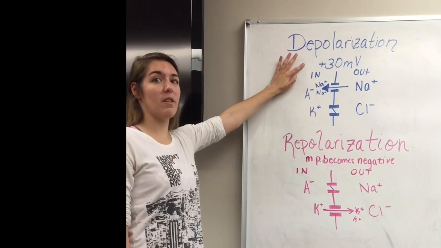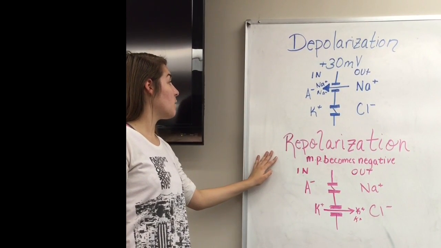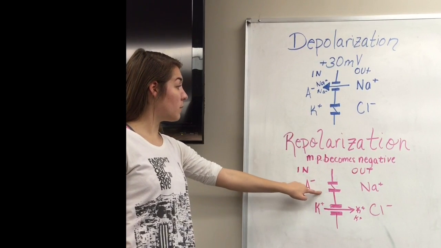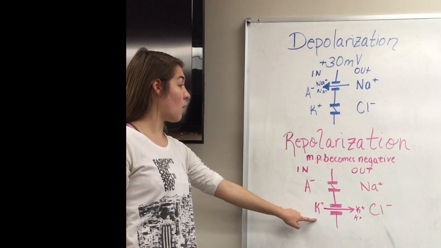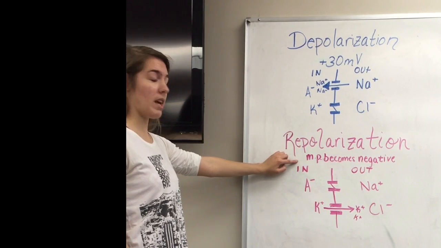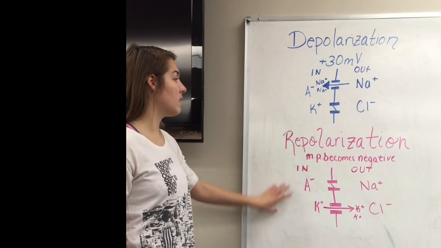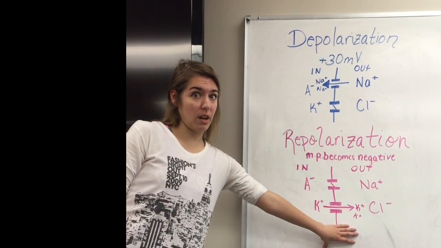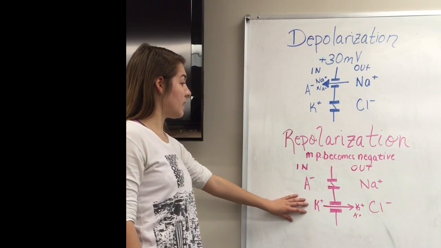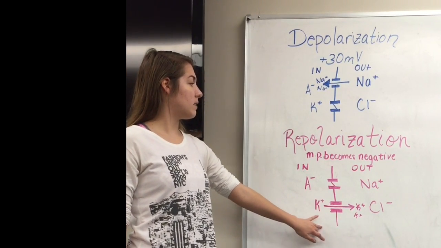Once the maximum of 30 millivolts has been reached, you then enter repolarization, in which the sodium channels close and the potassium channels open. They do this so the membrane potential can become more negative, meaning that the intracellular charge is going to become less than the extracellular charge.